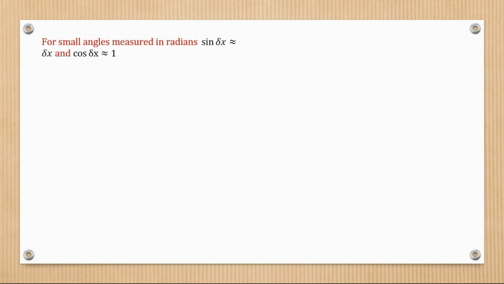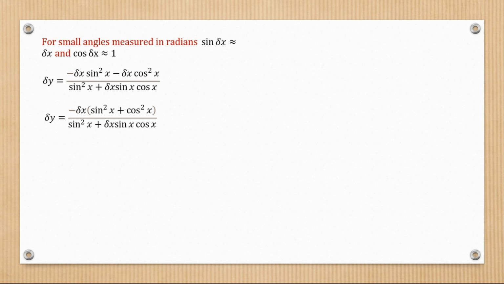But remember that for small angles measured in radians, sine of change in x is approximately equal to change in x, and cos of change in x is approximately equal to 1. So therefore, change in y shall be equal to that. Now we can factorize out the negative change in x, and inside the brackets we are left with sine squared x plus cos squared x, which is equal to 1 from the knowledge of trigonometry. So we're left with that.